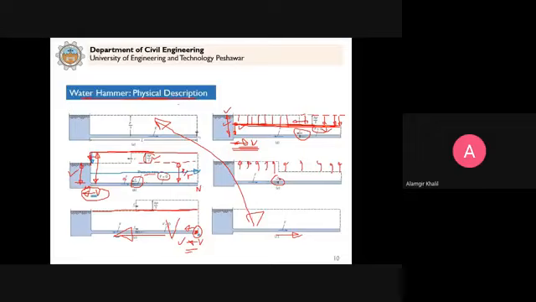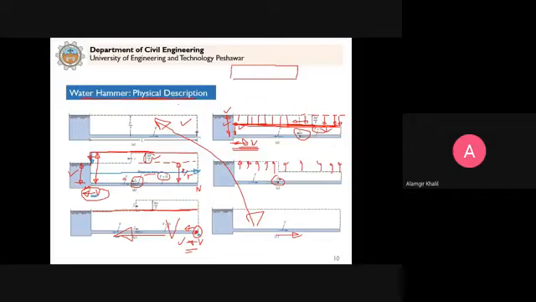And now we come back to the original condition. So it means we completed one cycle. What is one cycle? You have the normal pressure. One cycle is you start from here, you increase the pressure. That increase in pressure travels here.